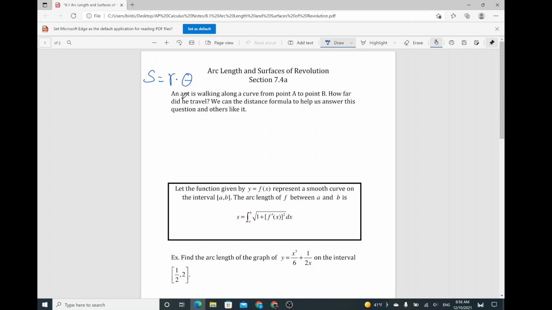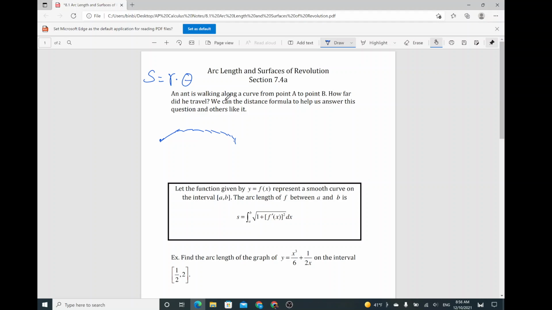Imagine that you have an ant walking along the curve from point A to point B. If we connect all those line segments, this will be considered the arc length. So how far did the ant travel?